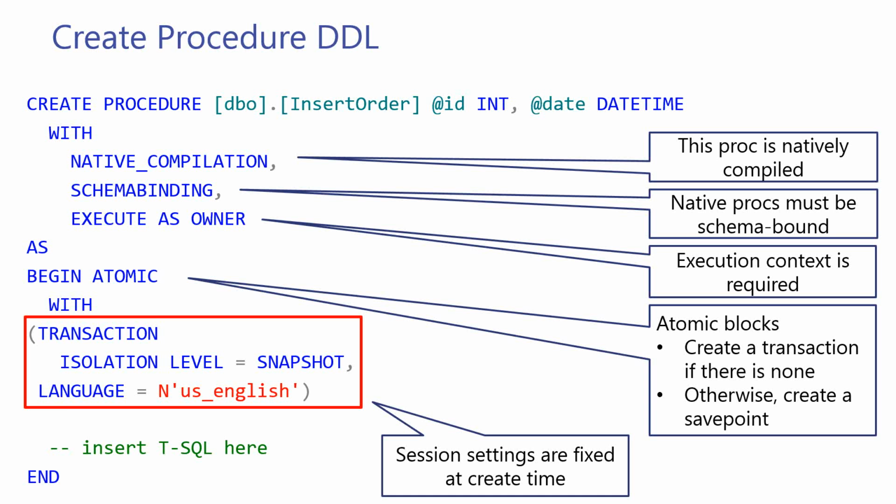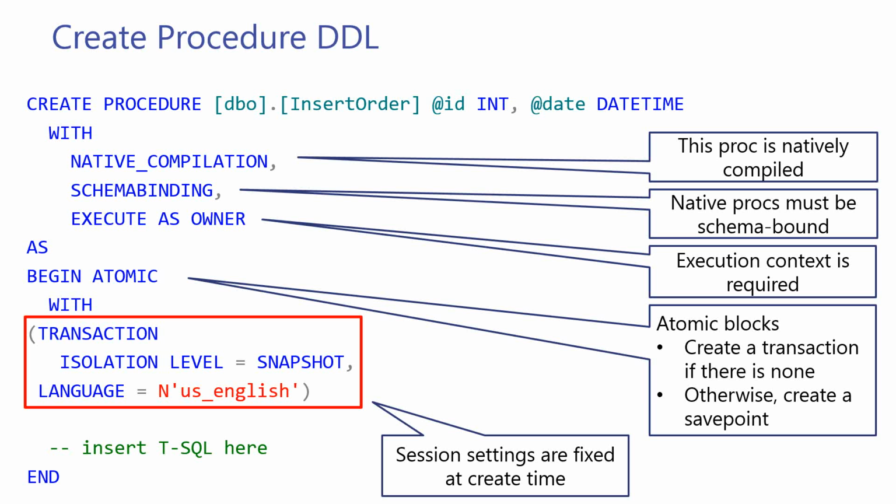Now there are two settings you are required to specify: the transaction isolation level and the language. Language is mostly related to date format in this case, and there are some other session settings where we pick a default for you. Like, for example, ANSI nulls is always on in atomic blocks, because frankly ANSI nulls off does not make any sense.